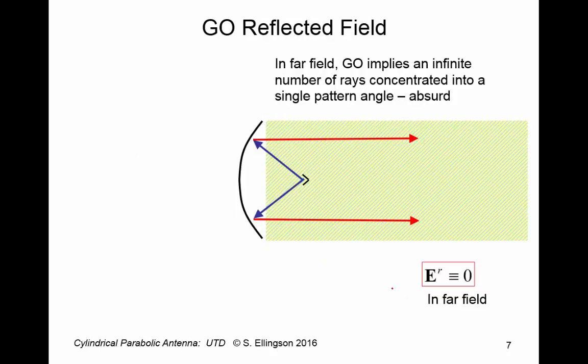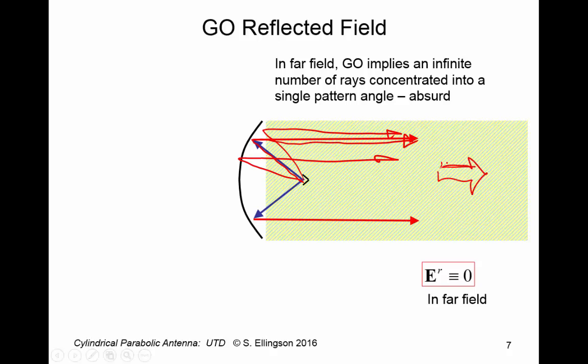The GO reflected field is in one sense very simple, but in another sense there is a subtlety here that you have to be careful about. Now the GO reflected field is a field that comes from the feed, strikes the reflector, and then is collimated and travels in the desired direction. And we get one of those contributions for each point on the reflector. So in fact, there are an infinite number of GO rays all traveling in this general direction.